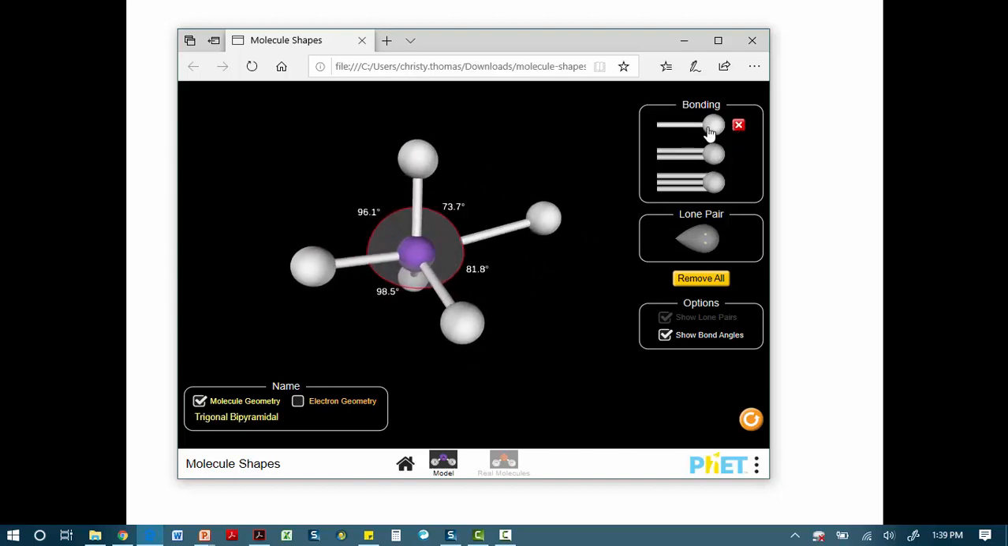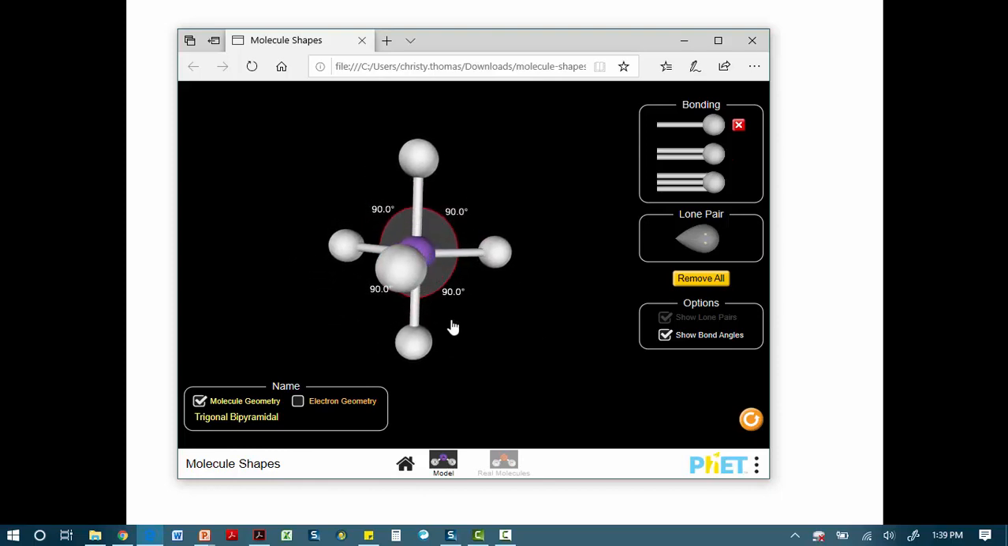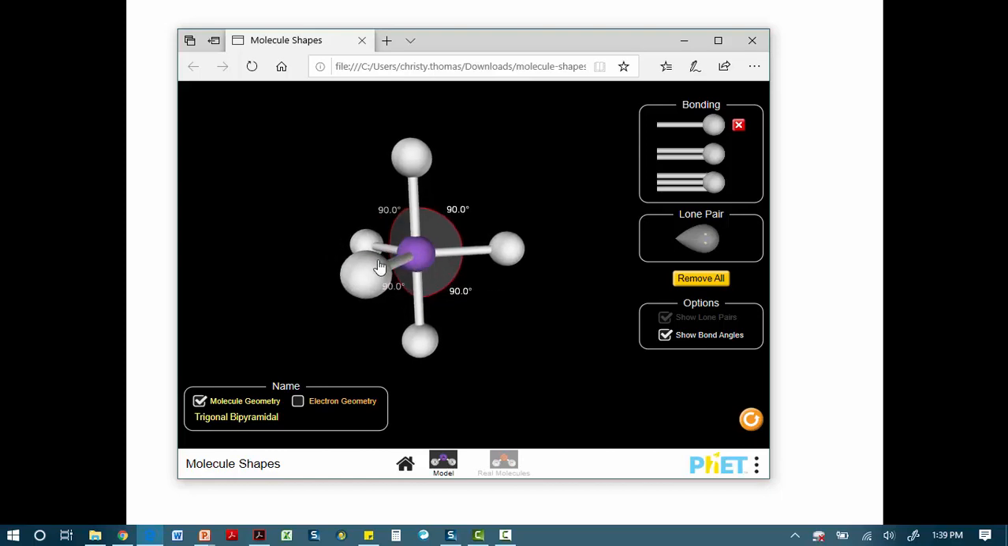So now let's add 5 bonds. That's your trigonal bipyramidal. If you notice, you've got a 3-sided pyramid in the center. So what you really have are 2 pyramids stacked top and bottom if you're a good 3D visualizer. So that is why it's called trigonal, 3-sided pyramid, bipyramidal, 2 pyramids stacked top and bottom. Okay?